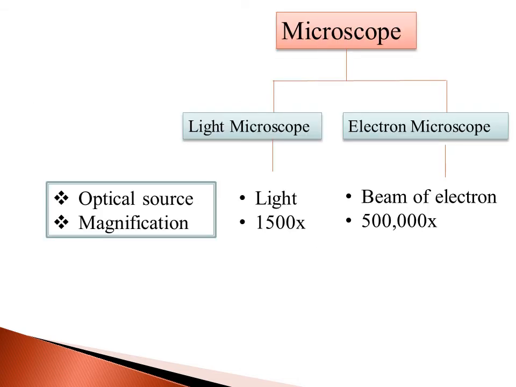We have two types of microscopes. One is light microscope and the other is electron microscope. Their names are derived from their optical sources. In case of light microscope, light is used as a source of illumination and its magnification power is 1500x. While in electron microscope, a beam of electron is used as illumination source, and the magnification power of electron microscope is 500,000 times than the original size of the object. So, with the help of electron microscope, we can even observe the internal structures of cells.